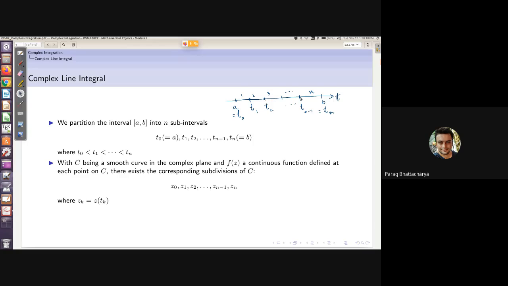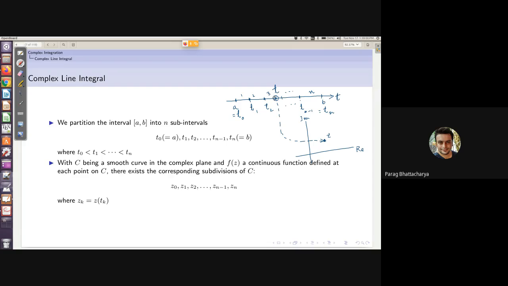Because I have taken the parameter and divided it into n subdivisions, from A to B the parameter takes the values A to B. If I take some value of t between A and B, this value of t will correspond to some value z on the complex plane, real and imaginary. I'll show you in the form of a diagram.